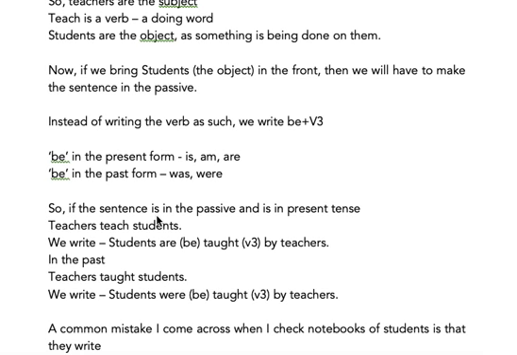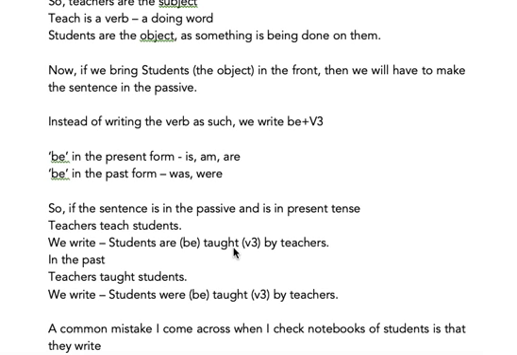So if the sentence is in the passive and is in present tense, teachers teach students, we write students are taught by teachers. So it's a present tense, so be, present tense of be is, am, are. As students is plural, so we'll select are from there. Students are taught by teachers. Taught is not the past tense form of the verb, it is the third, that is the past participle form. Teach, taught, taught, third form.